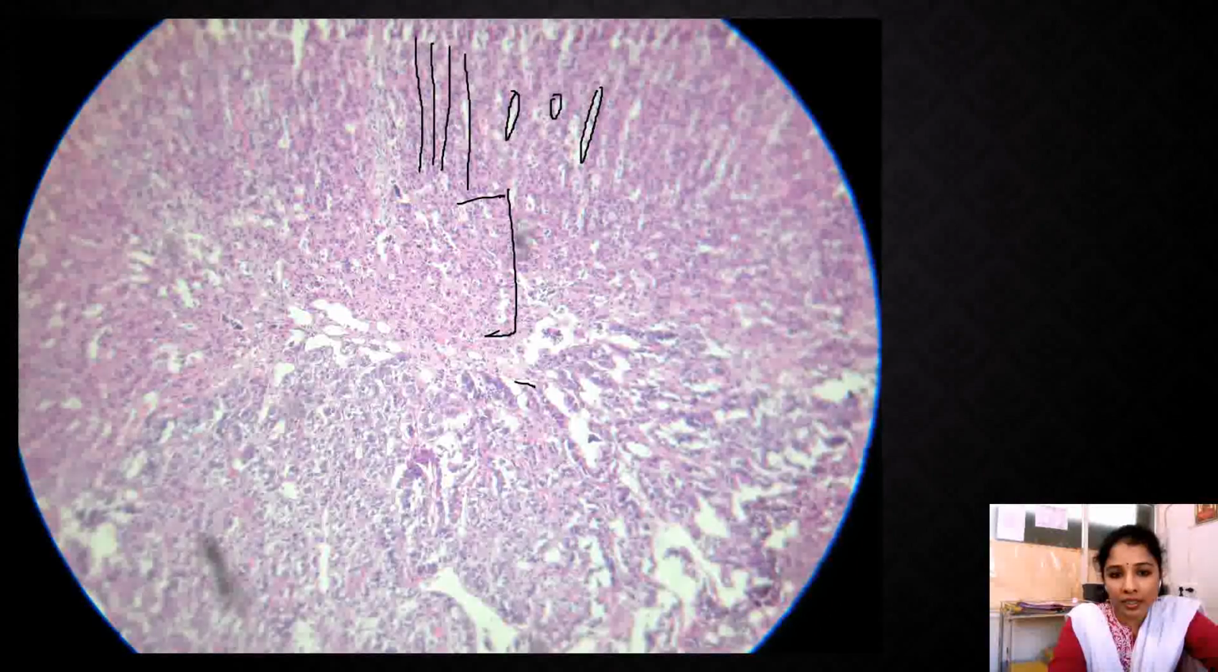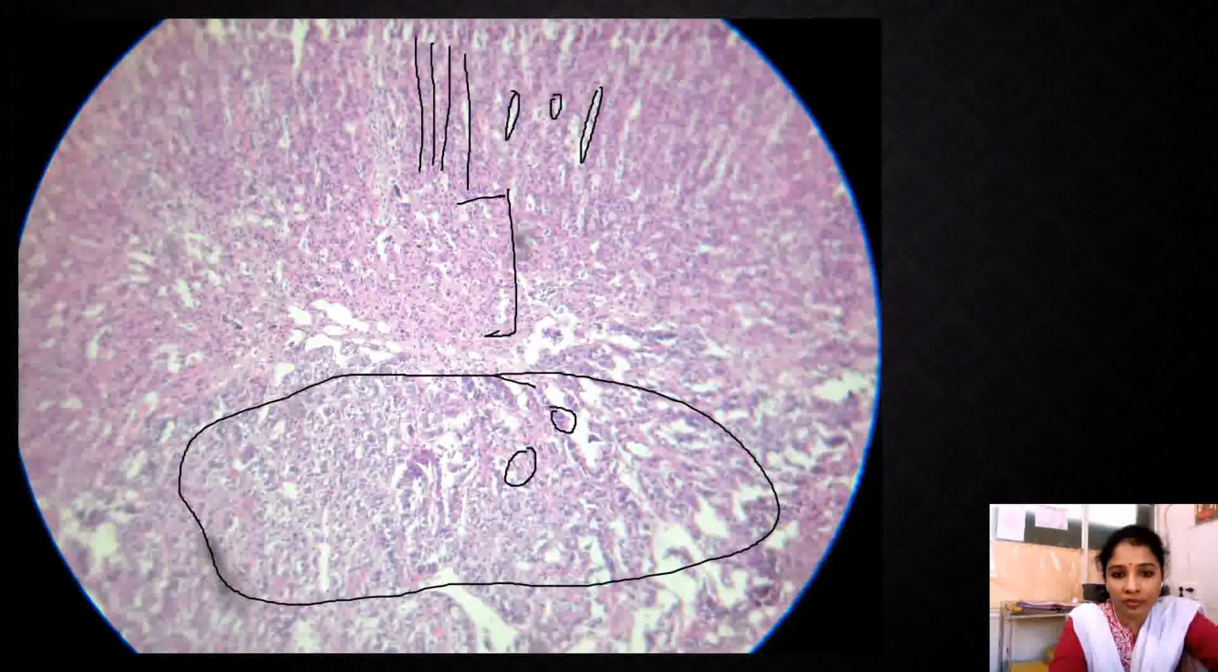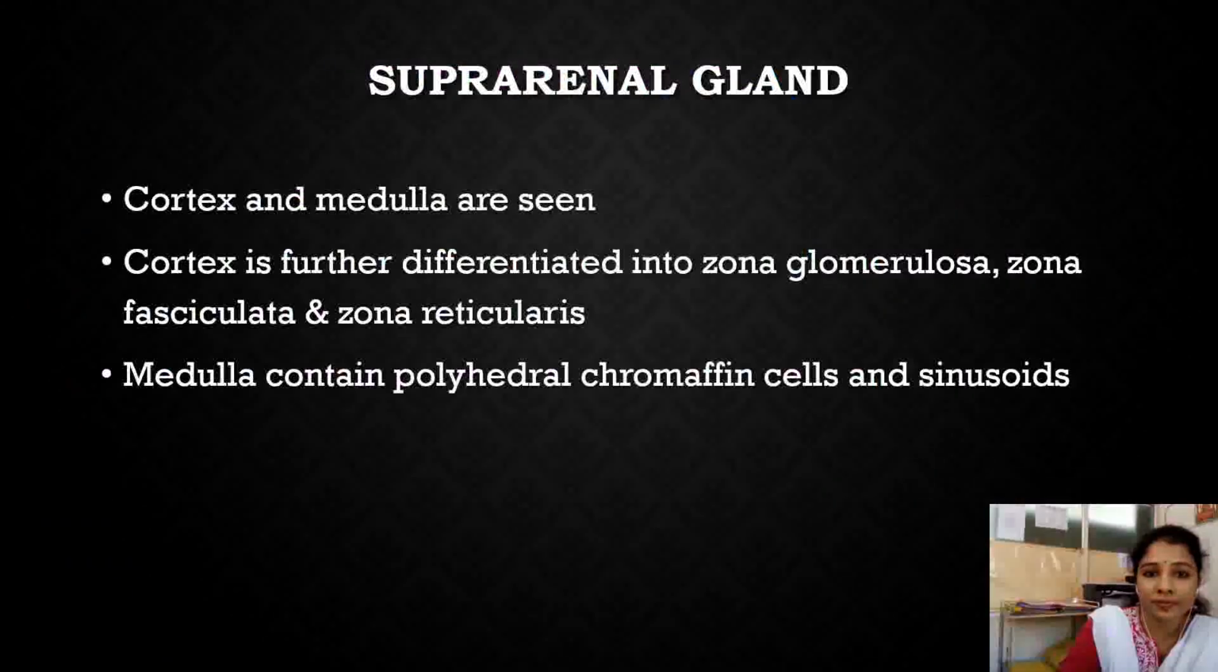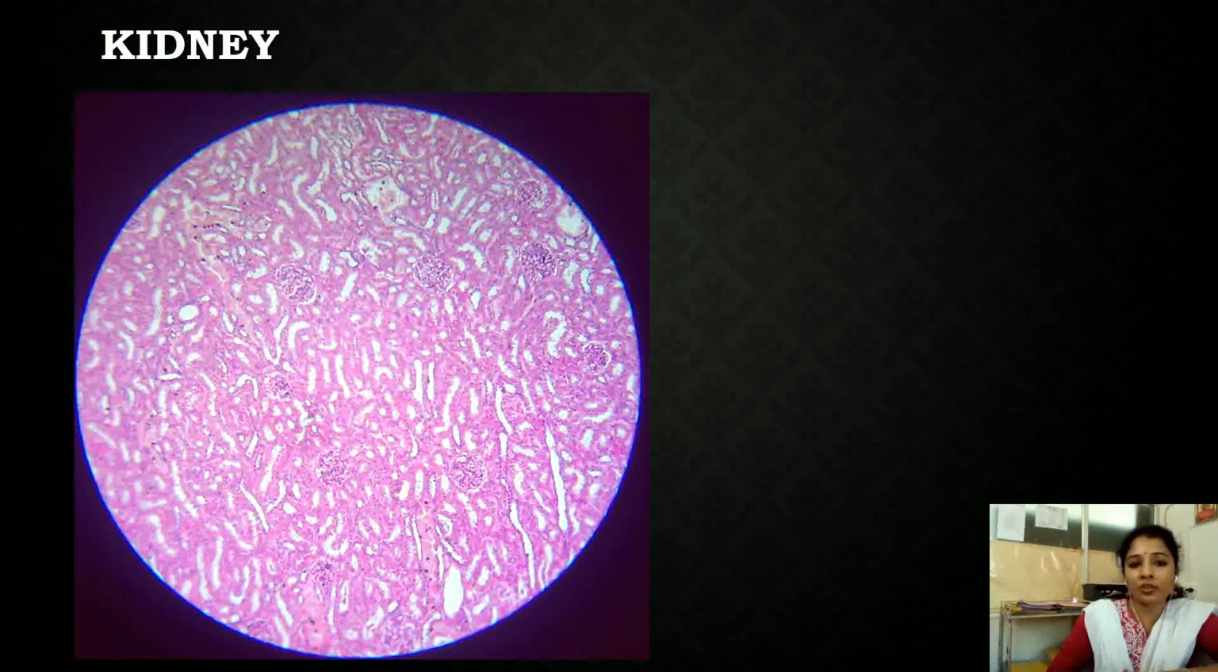And the deeper part here is the medulla. Here we can see the medulla. Medulla is identified by the clusters of cells, groups of cells, which are called chromaffin cells, and these are little larger cells, and these chromaffin cells produce adrenaline and noradrenaline, which is called the fight or flight hormone. So identifications: cortex and medulla are seen. Cortex is further differentiated into zona glomerulosa, zona fasciculata and zona reticularis. Medulla contains polyhedral groups of cells which are called chromaffin cells, and which contain sinusoids. Blood-filled gaps are called sinusoids.